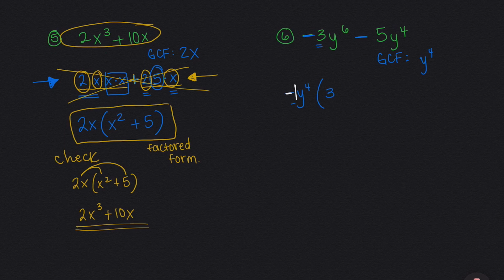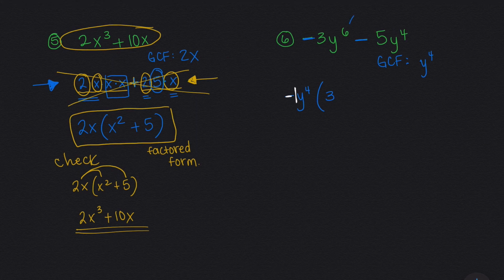And then we have to see how many y's we're missing. The first term started off with 6 y's. We pulled out 4 y's, so we're left with 2 y's. The next question is negative 1 times what will give you negative 5. Negative 1 times a positive 5 will give you negative 5. And to figure out how many y's we need, we see that the second term had 4 y's. We pulled out 4 y's, so there's no need to write any extra y's down to go with the 5. Leaving us with our answer being negative y to the 4 times 3y squared plus 5.